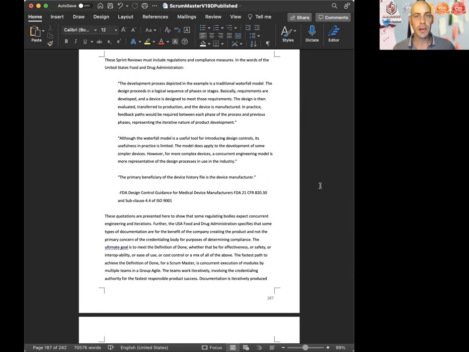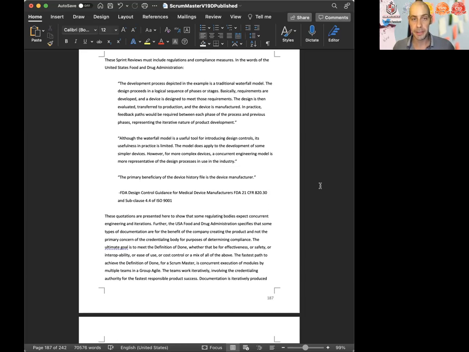In the words of the United States Food and Drug Administration, quote, "The development process depicted in the example is a traditional waterfall model. The design proceeds in a logical sequence of phases or stages. Basically, requirements are developed and a device is designed to meet those requirements. The design is then evaluated, transferred to production, and the device is manufactured. In practice, feedback paths would be required between each phase of the process and previous phases, representing the iterative nature of product development."